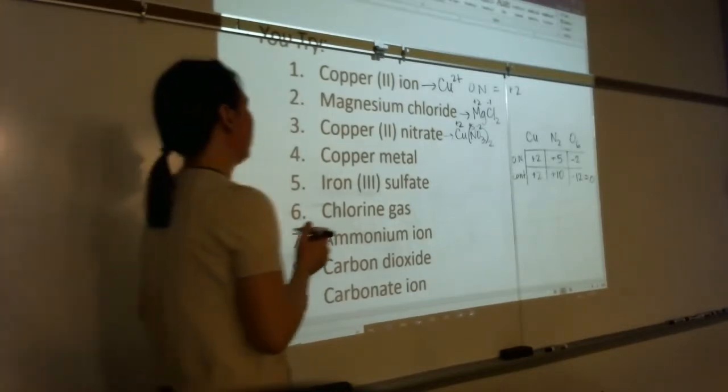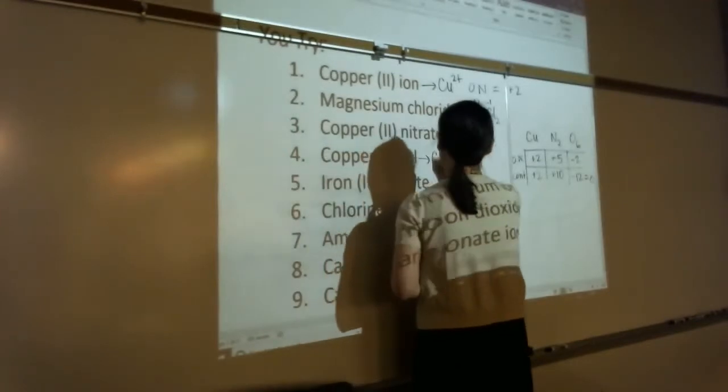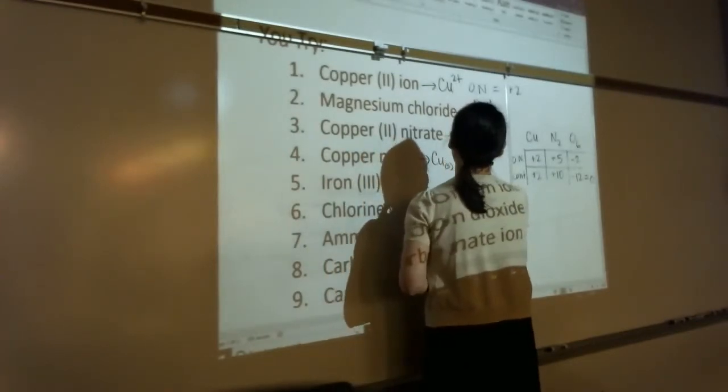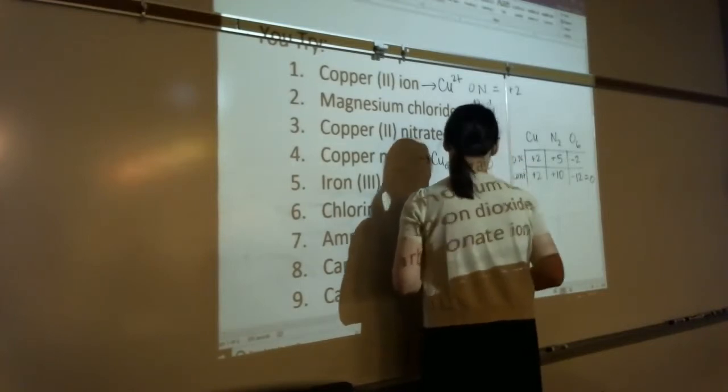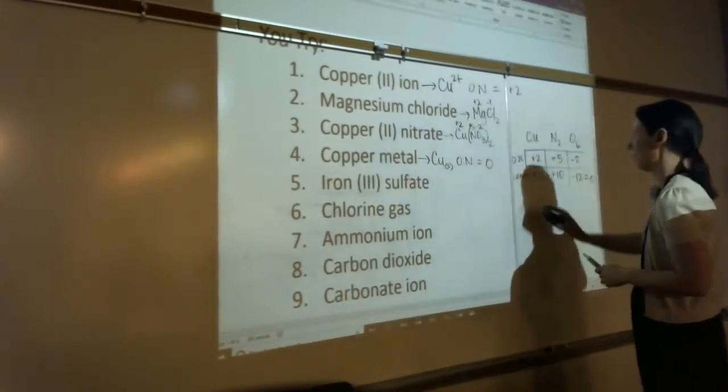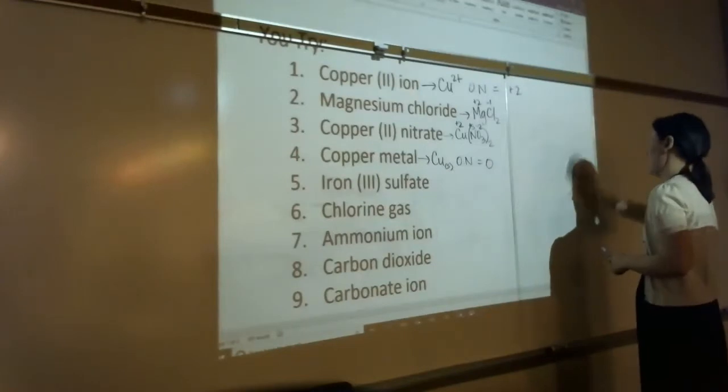Okay, copper metal, that would just be Cu solid. So its oxidation number would be what? 0. Right, that's a pure element in its most stable form. So that one's easy.